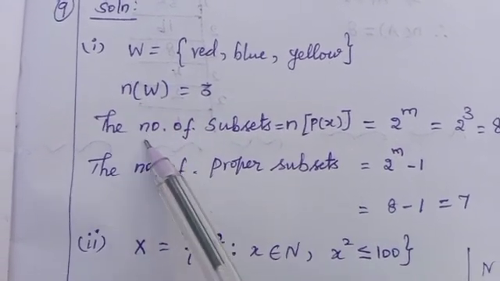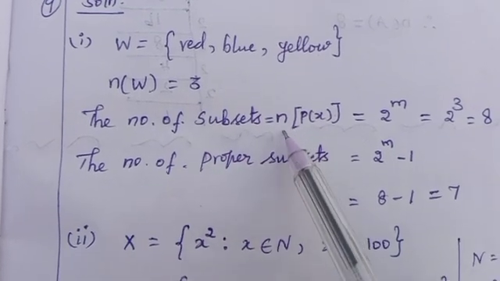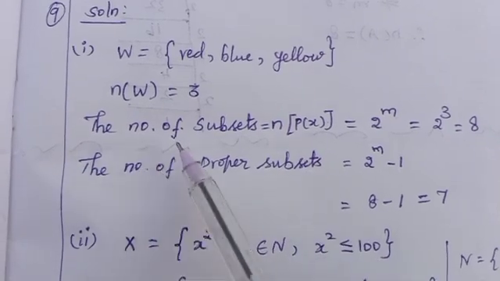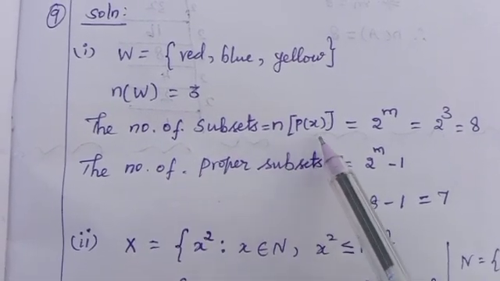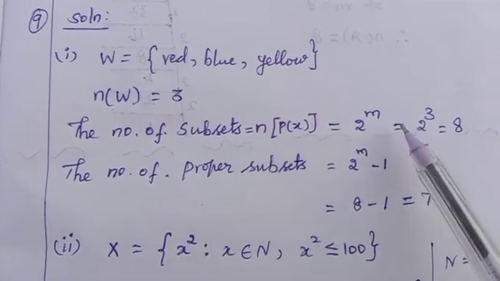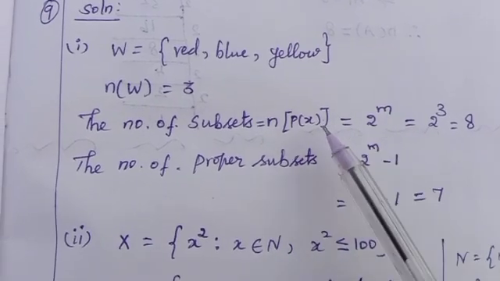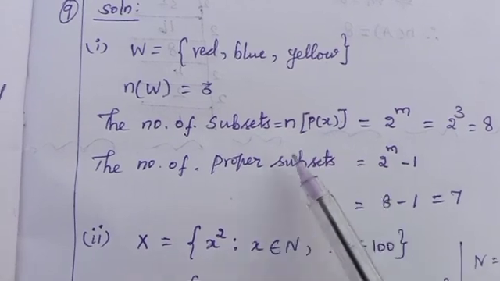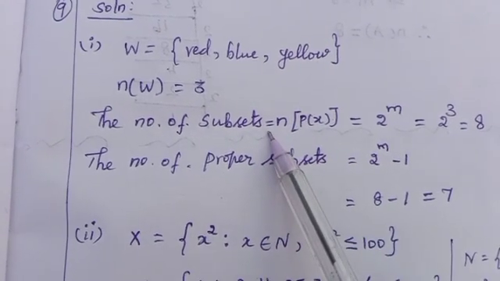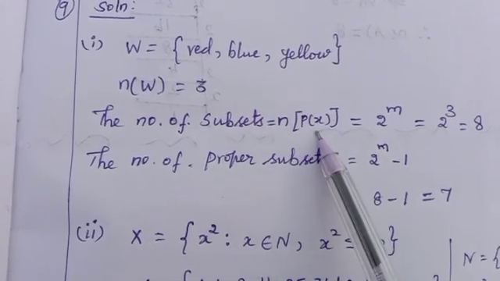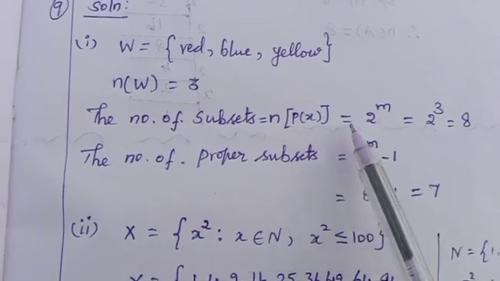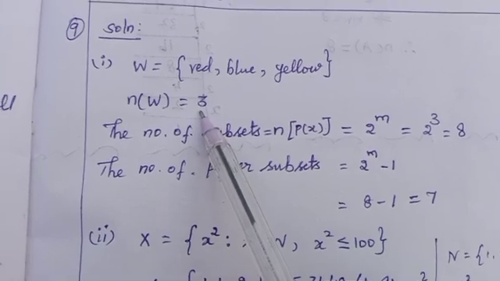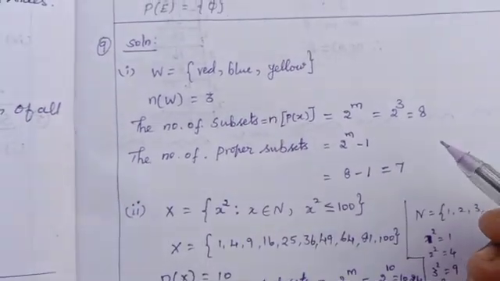So the number of subsets is equal to n(P(X)). This is the formula. The number of subsets is n(P(X)), which is equal to 2 power m. N(P(X)) means the number of subsets. Students, n(P(X)) is equal to 2 power m. This is a formula. What is m?